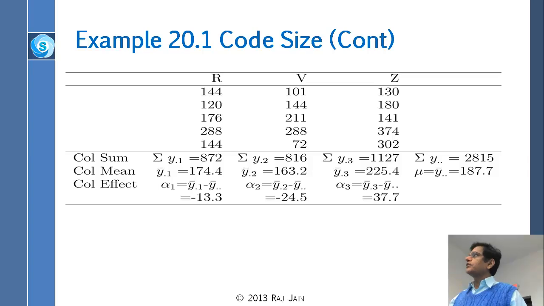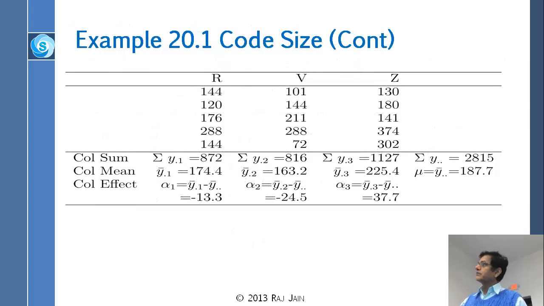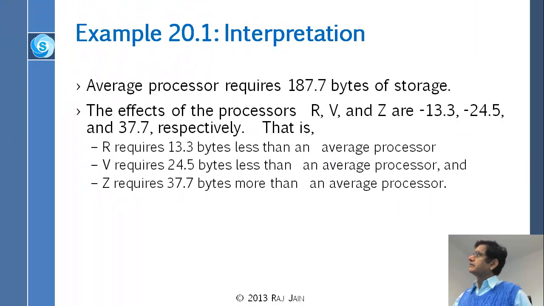Alright, one thing you should notice though is that these 3 things add up to 0. Alpha 1 plus alpha 2 plus alpha 3 equal to 0, because that was one of the things we had put on the design, if you remember this one, the sum of alpha j equal to 0. So all 3 add up to 0. So everything goes into the mean, so basically 187 is the mean, and this is the difference from the mean. So this is exactly what we are saying here, that R requires 13 bytes less, V requires 24 bytes, and G requires this, and so on and so forth.